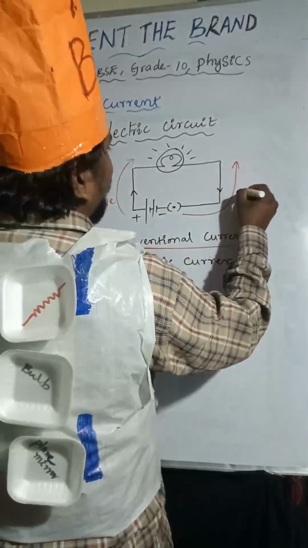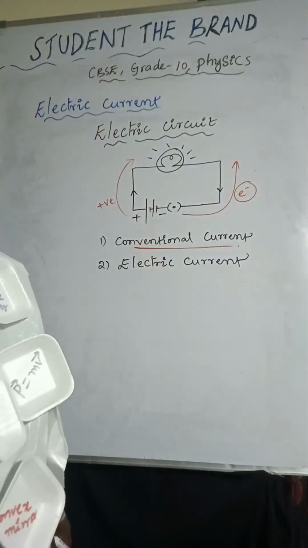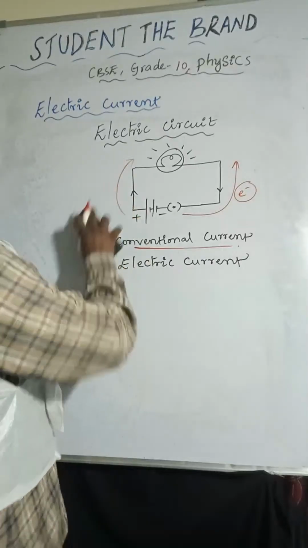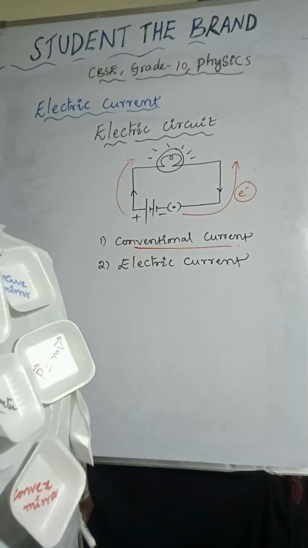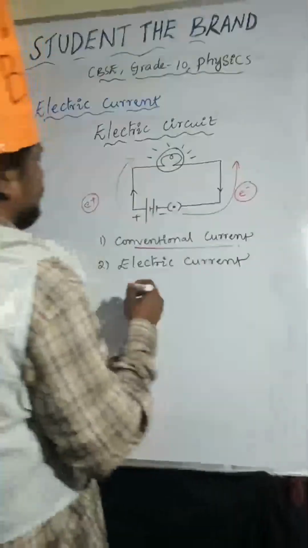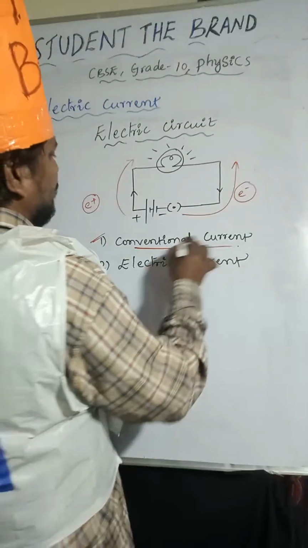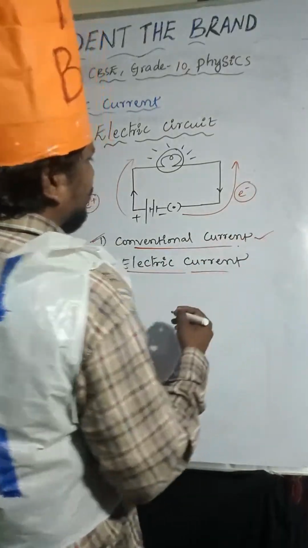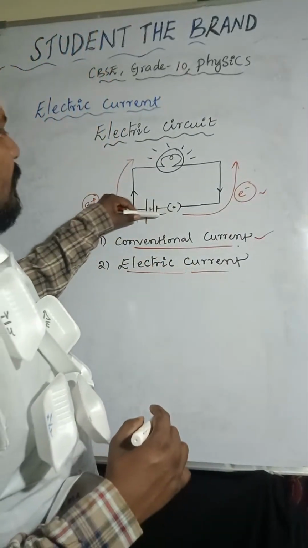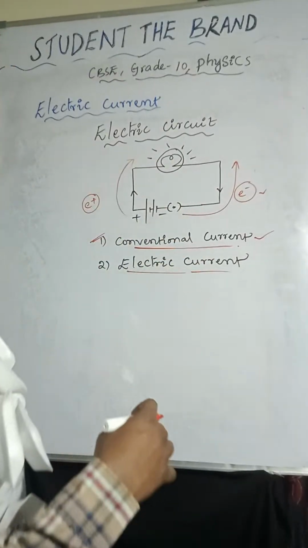Hi everyone, welcome to the class. So positive charges are moving from the positive terminal to the negative terminal, whereas electrons are moving from the negative terminal. The flow of positive charges is known as conventional current, whereas electric current is nothing but the flow of electrons. Electrons will move from the negative terminal to the positive terminal. That is called electric current. Conventional current is nothing but the flow of positive charges.